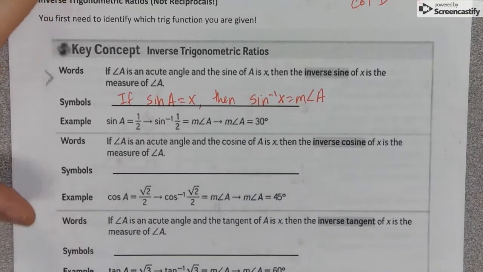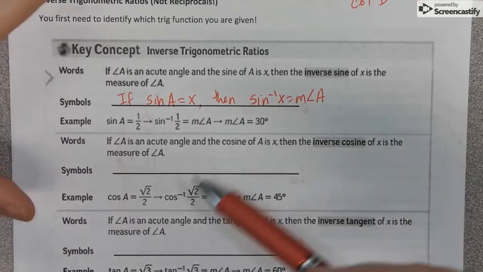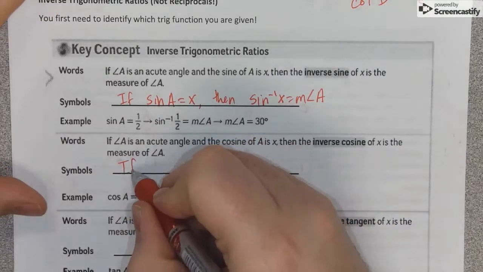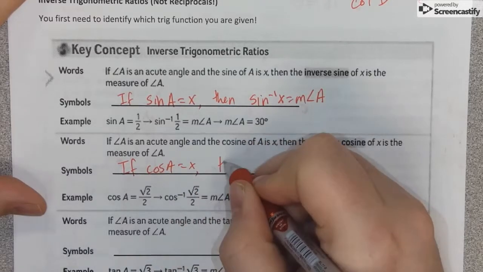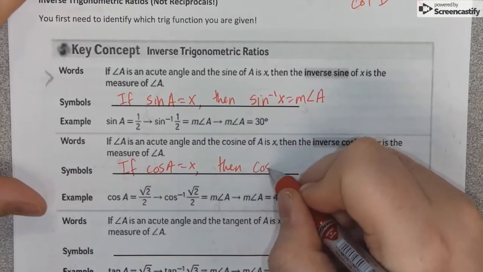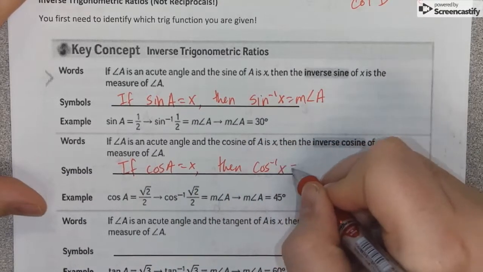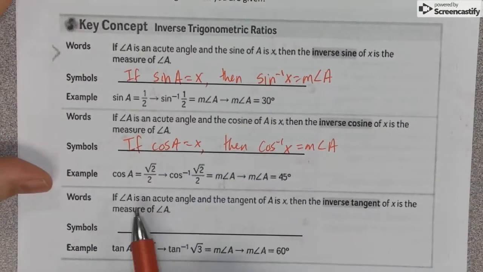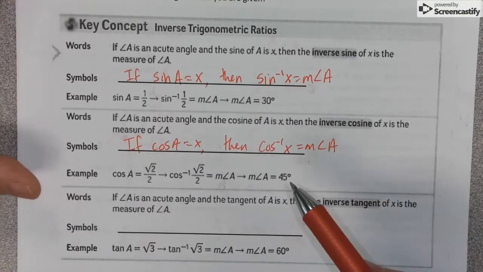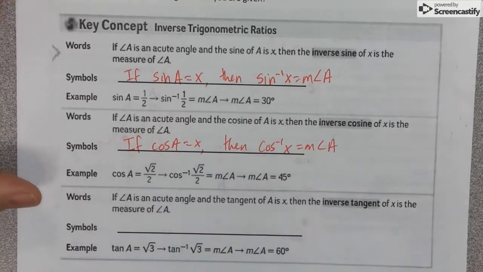The next one, inverse cosine, works the same way. If A is an acute angle and the cosine of A is x, then the inverse cosine of x is the measure of angle A. So if cosine of A equals x, then cosine inverse of x equals the measure of angle A. And then there's an example for you down there. It works the same way as the previous example, except now we have cosine instead of sine.